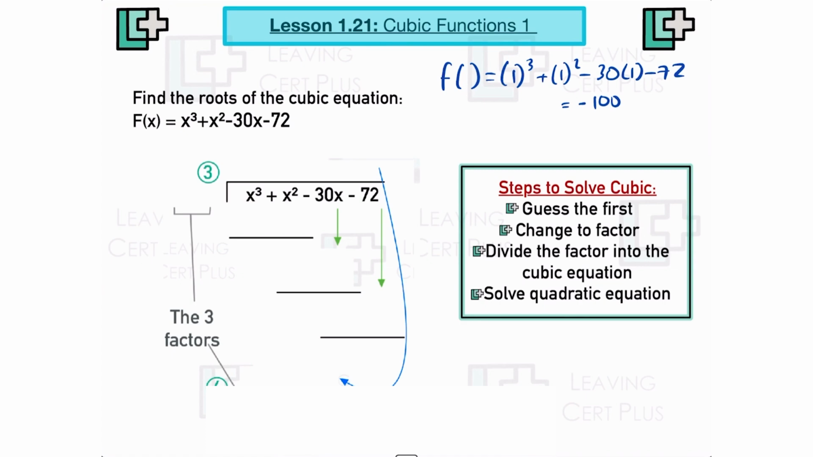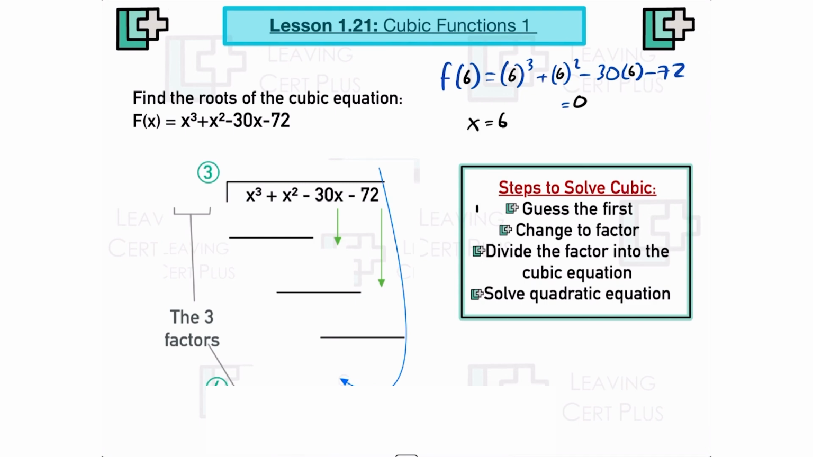If we try 6, we're going to get another answer. So if you sub in 6, in this example, that will come out to be 0. If you put that into your calculator, you'll find that's 0. So what that means is that x equals 6 is a root.